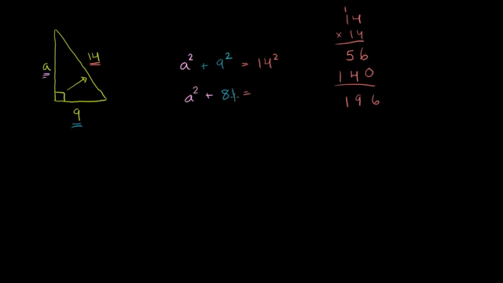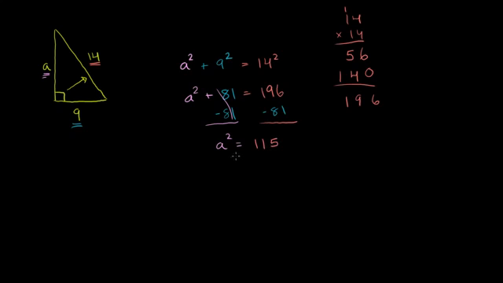So a squared plus 81 is equal to 14 squared, which is 196. Then we could subtract 81 from both sides of this equation. On the left-hand side, we're going to be left with just the a squared. These two guys cancel out. Whole point of subtracting 81. So we're left with a squared is equal to 196 minus 81. What is that? 190, so if you just subtract 1, 195. You subtract 80, it'd be 115. If I'm doing that right, it would be 115.